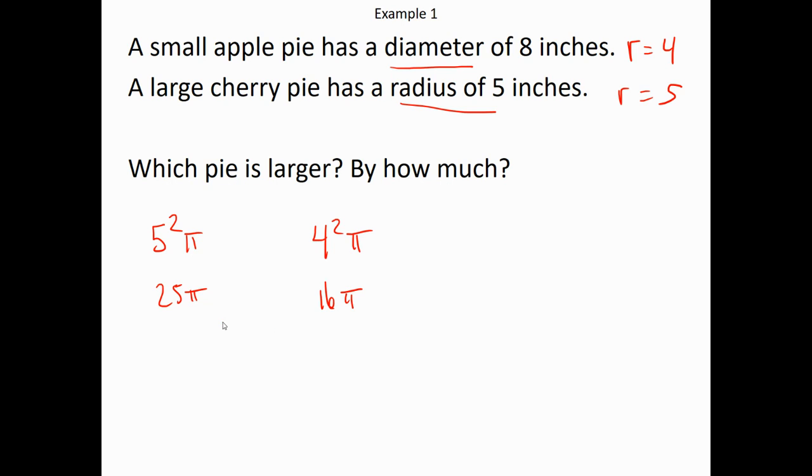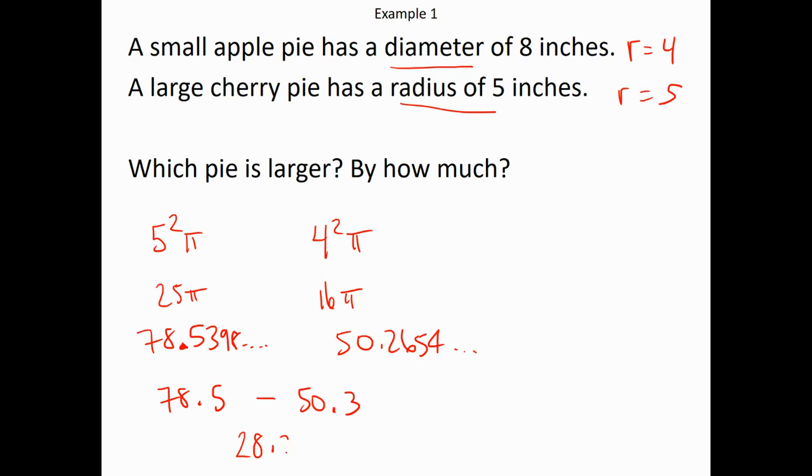calculator. So 25 times pi is about 78.5398, and 16 pi is 50.2654. So, if we rounded these to the nearest tenth, 78.5, that's one decimal, and we subtract 50.3, then we get a difference of about 28.2, or difference of about 28. So the cherry pie is bigger by about 28 inches.